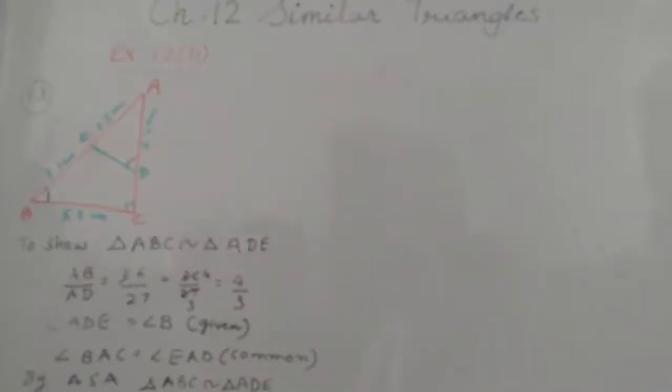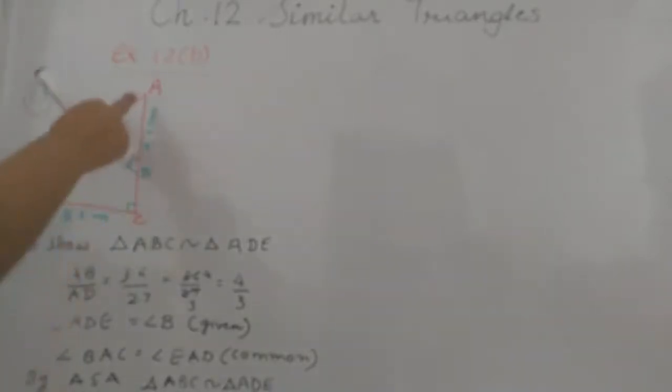Exercise 12B, question number 13. Now in question number 13, we are given a figure. This is the figure I have drawn on the board, in which angle ADE is equal to angle B. Show that triangle ABC is similar to ADE. So first of all, we have to show that the big triangle ABC and the small triangle ADE are similar to each other.